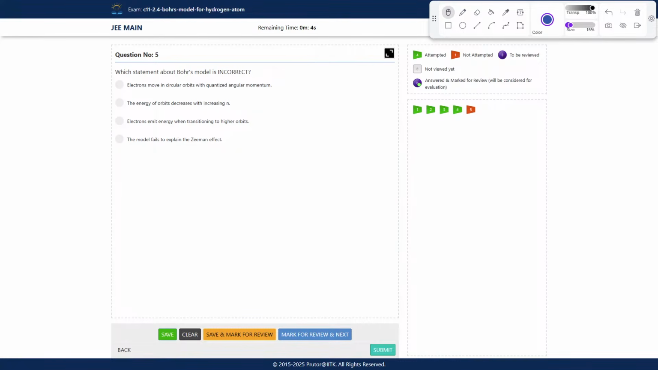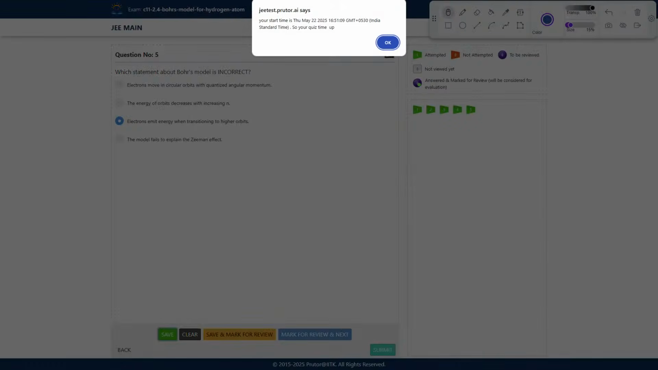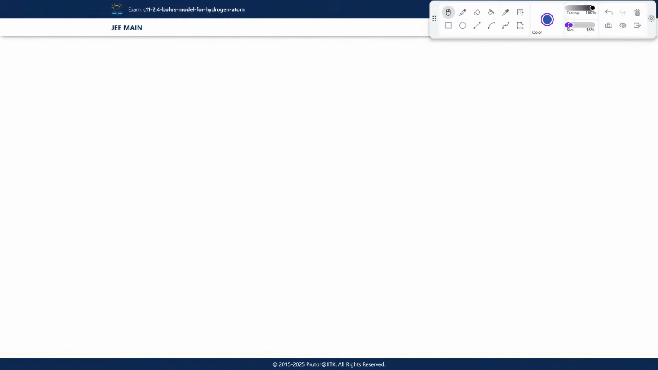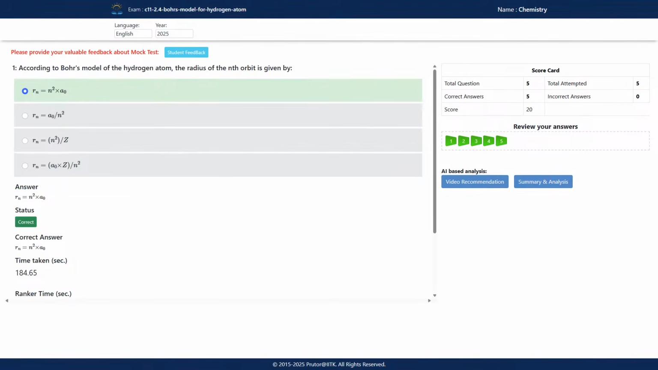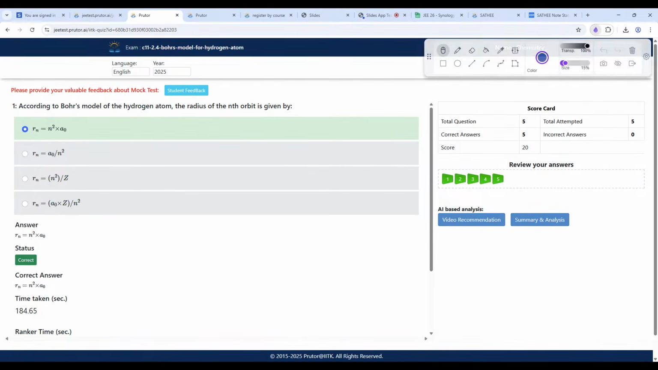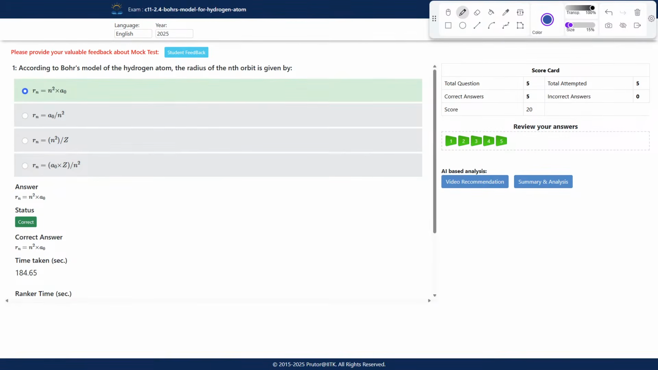So let us see the result. Okay, so we have done it all correct. Anyone has a doubt, please ask about the last question. I will explain the Zeeman effect right now because we have some time, I guess. It will not come in the exam, hopefully. If it comes, let's see.